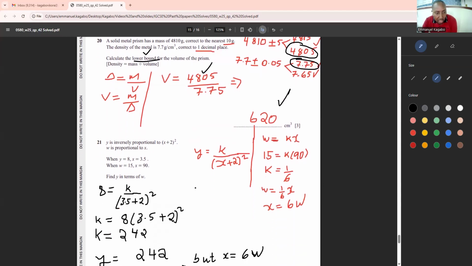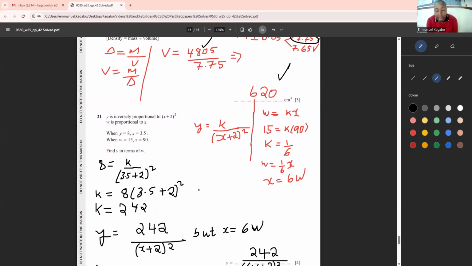Very good. Question 21. By the way, you can pause the video and try the question, and then you check if you have got it, okay? Good. The question is, y is inversely proportional to that, okay? And W is directly proportional. So let me start with W. W, using the proportion formula, W is proportional to X. And they gave you the W value and X value. So when you substitute in the formula, K is going to be that, W is going to be equal to that. But because of what they're asking me, I decided to make X the subject. Okay, you see the reason why.